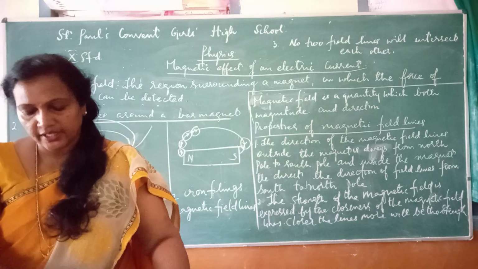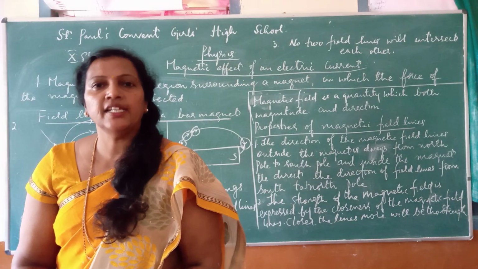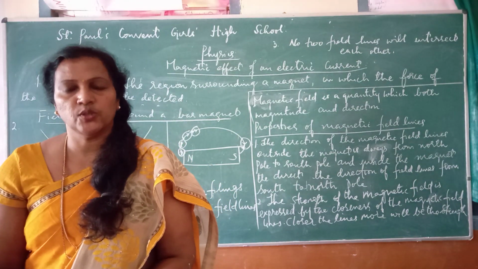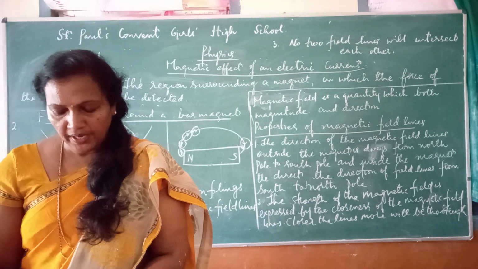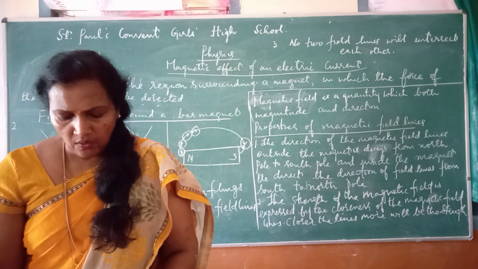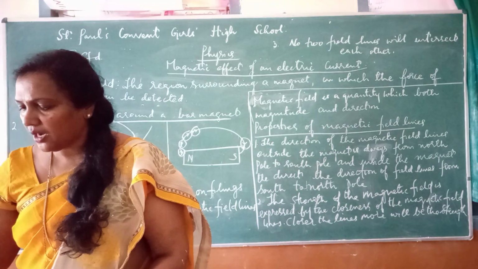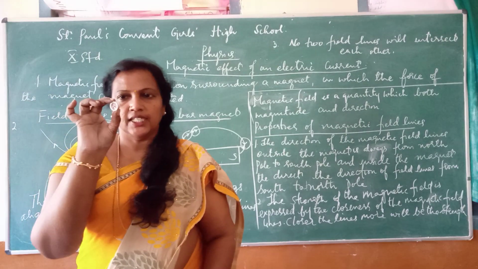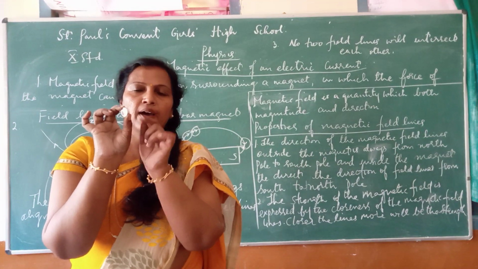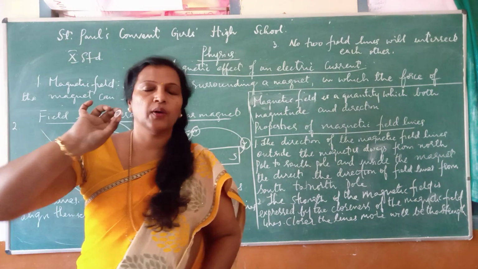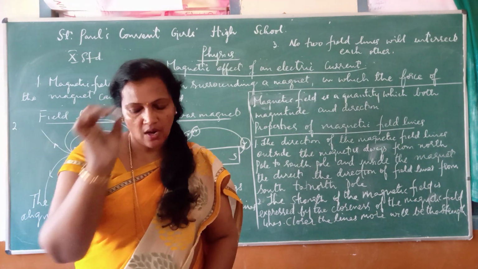There is one more activity, that is, he says that you have to take a sheet of paper. Then you have to keep a bar magnet on it. After keeping the bar magnet, you have to take a compass needle. This is the compass needle. It is a small tiny bar magnet. One end is pointing towards north and the other end is pointing towards the south. This is a compass needle.